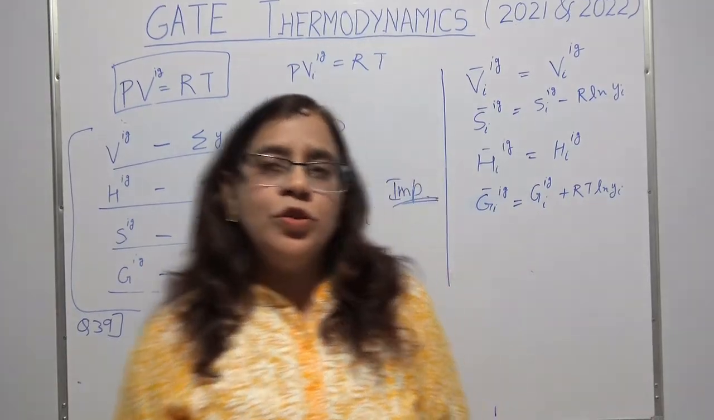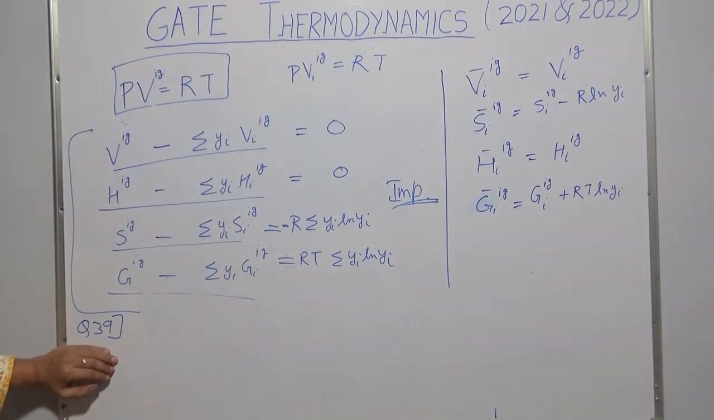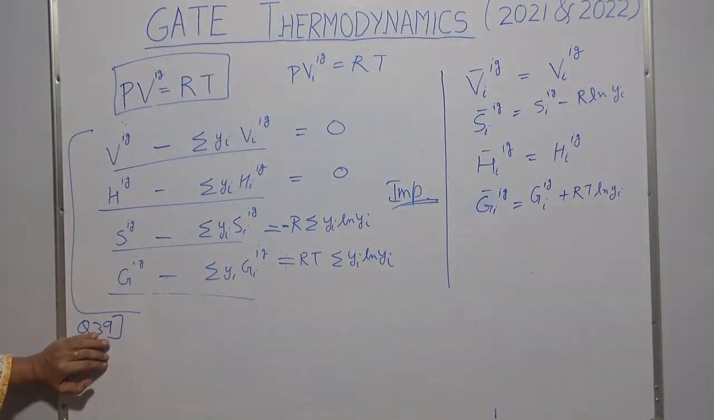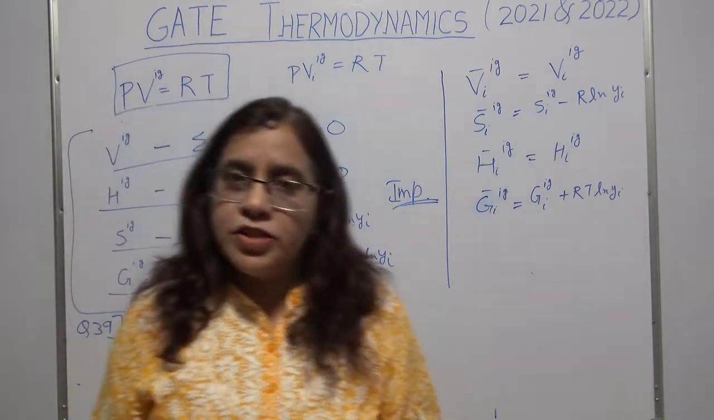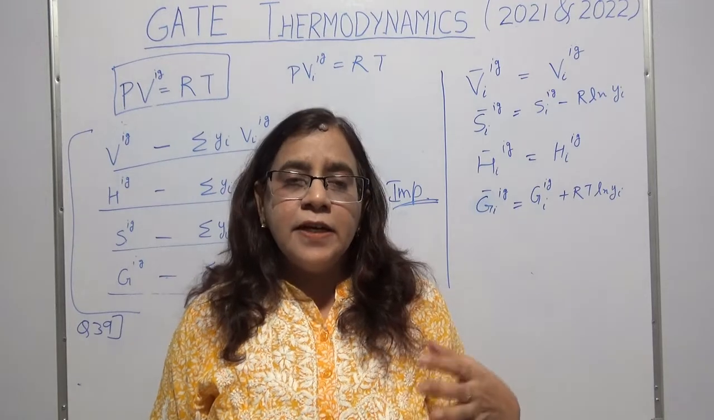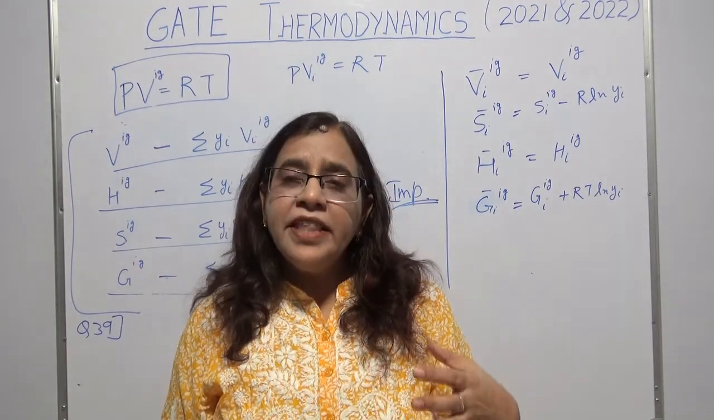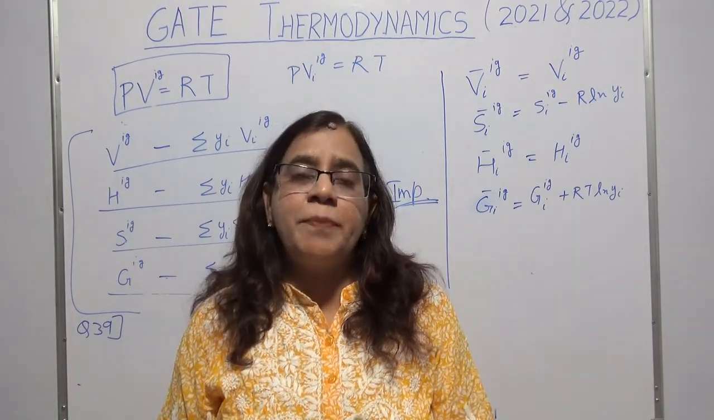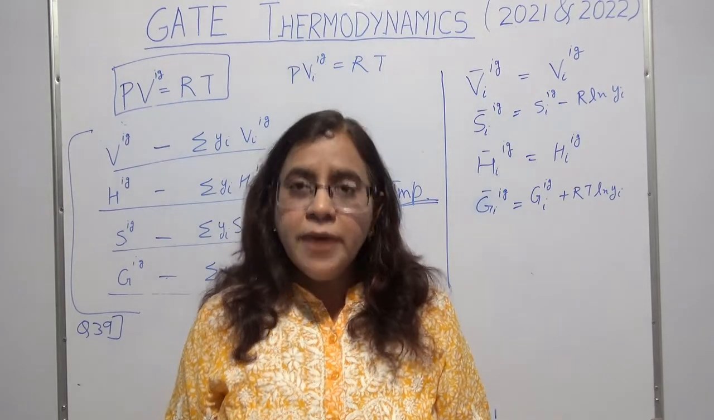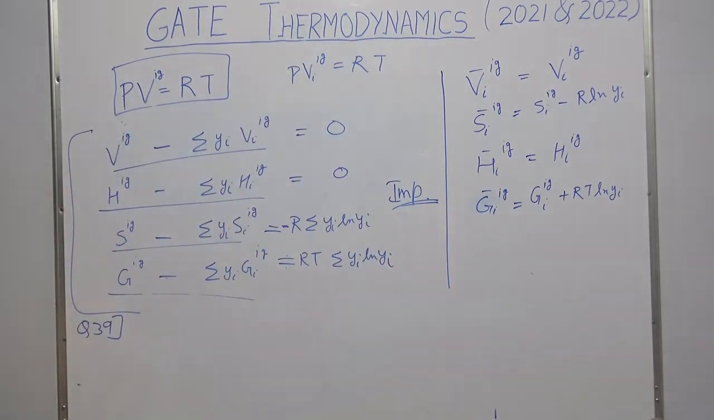So now let's go to the question which we have to solve in this video. That was question 39, which appeared in GATE 2021. It asked you that you have a mixture of carbon dioxide and inert gas. The mole fractions are 0.2 and 0.8 respectively, and they have asked you to find out the minimum work required in order to separate this mixture. So let's see how you are going to do it.